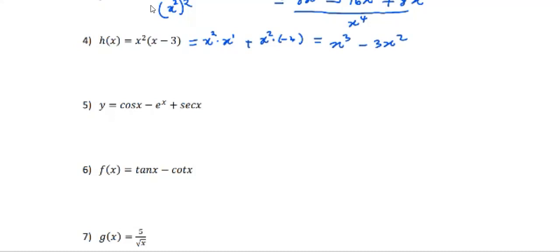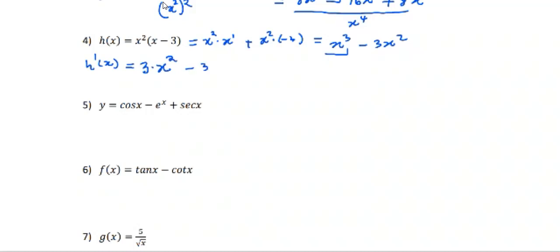Then to find the derivative, which we call h prime of x, we'll do the derivative of each of these terms. The derivative of x cubed: you bring down the 3 exponent, so it's 3 times x, and then you subtract a 1 from the exponent, so you get a 2.